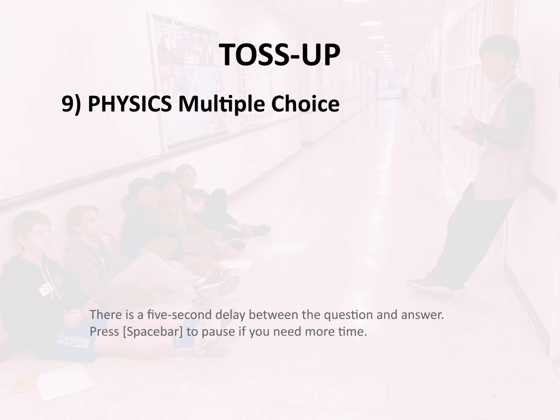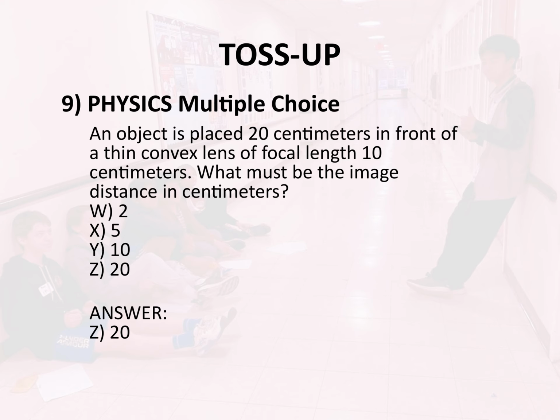Toss-up 9. Physics. Multiple choice. An object is placed 20 centimeters in front of a thin convex lens of focal length 10 centimeters. What must be the image distance in centimeters? W. 2. X. 5. Y. 10. Z. 20. Answer: Z. 20.